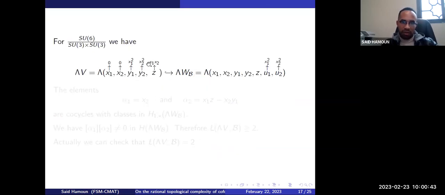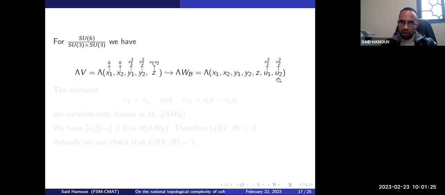As an example of application of this result, we consider the previous homogeneous space whose minimal model is given by lambda x1, x2, y1, y2, z, where the differential of x1 is 0, the differential of x2 is 0, the differential of y1 is the square of x1, the differential of y2 is the square of x2, and the differential of z is given by the product x1, x2. We extend lambda V to lambda W by adding the elements u1 and u2. The differential of u1 is x1 to the power 2.